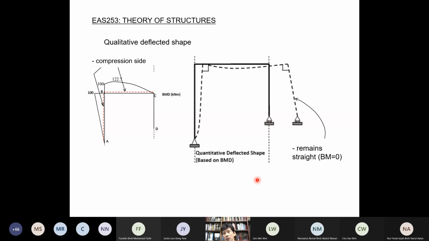So this is how we relate the bending moment to the qualitative deflected shape. At the same time, take note of the support conditions. What is allowed, what is not allowed, and represent that correctly in the qualitative deflected shape.